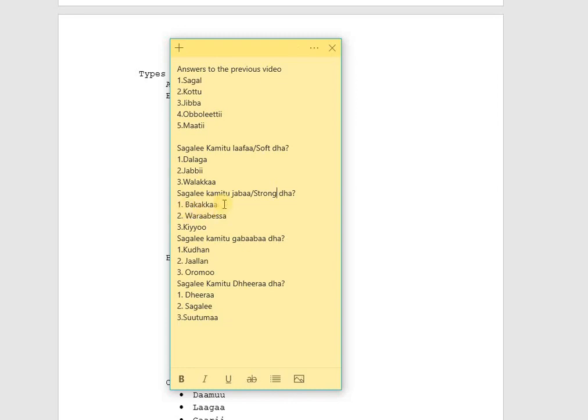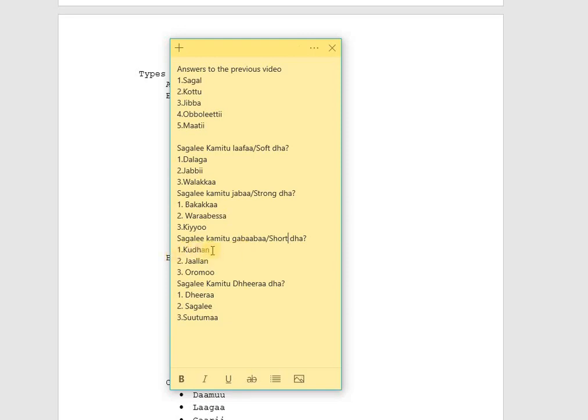Bakakka, waraabessa, kiyyoo. Here, which one is short sound? Which one is short here?